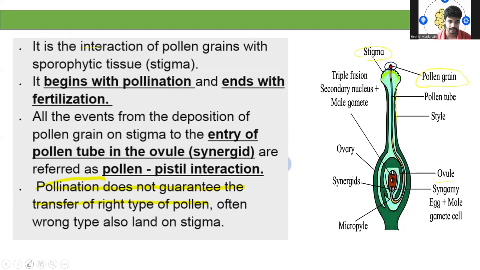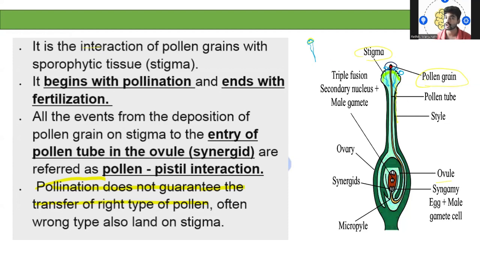If this is the pollen grain and you have added the sucrose solution and leave it for some time, as a result you will see the pollen tube growth also. Another question: if two or three pollen grains are present, will all of them develop pollen tubes on the stigma? The answer is no.